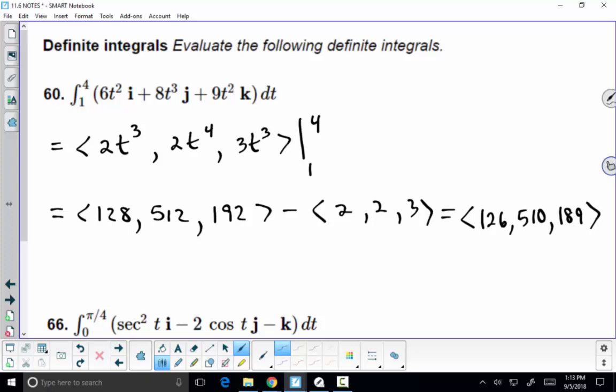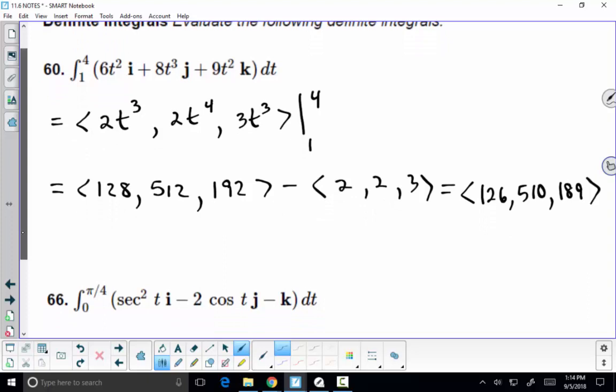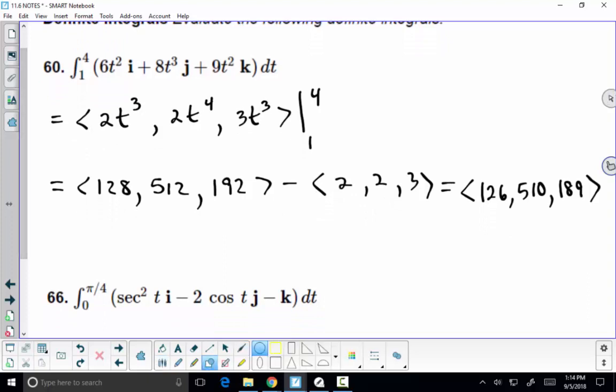So just like a definite integral of a function, you end up with a number. Definite integral of a vector function, you end up with a constant vector. So we end up with a constant vector for a definite integral. No variables. Variables were dummy. The variable is just there temporarily.